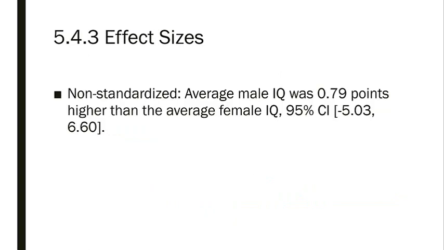Now, just like last time, we can calculate a non-standardized effect size. That's that mean difference. The average male IQ was 0.79 points higher than the average female IQ, and there I've reported the 95% confidence interval that comes from that second row of the t-test table.